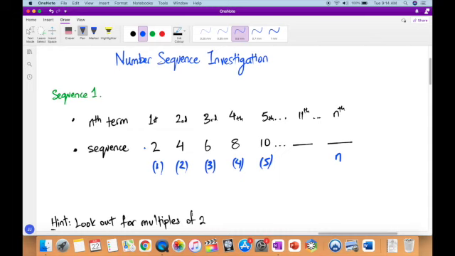So in order to get 2, what do I do to this number 1? Well, I should multiply by 2. Okay, I'll multiply 2 by 1 and I'll get 2. Okay, that's fine. But what do I have to do to this 2 to get 4? Well, I'll have to multiply by 2 again. And what do I have to do for this 3 to get 6? Well, I'll have to multiply by 2. And what do I have to do to this 4 to get 8? I have to multiply by 2. So I could see here that no matter what n is, I have to multiply by 2.